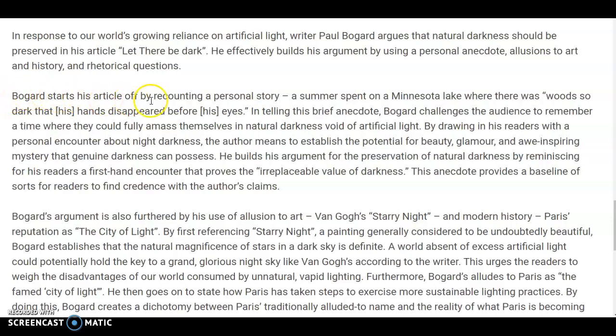Bogard starts off his article by recounting a personal story. A summer spent on a Minnesota lake where there was, quote, woods so dark that his hands disappeared before his eyes. Okay, in telling this brief anecdote, so this personal story is the first technique, an anecdote. Okay, he builds his argument for the preservation of natural darkness by reminiscing for his readers a first-hand encounter that proves the irreplaceable value of darkness. Okay, this is not, even though this is pathos, all right, emotion, they don't care about pathos. They want to hear the word anecdote in story and give it an example.